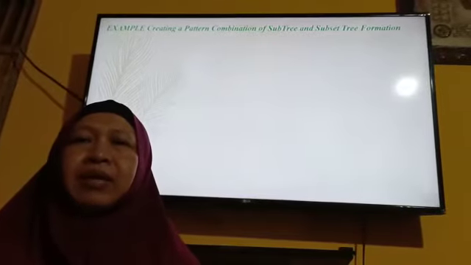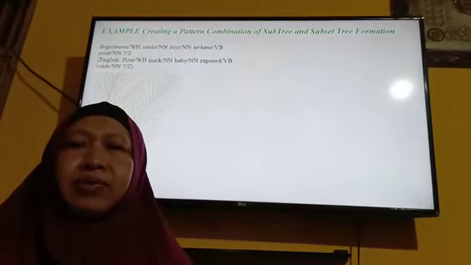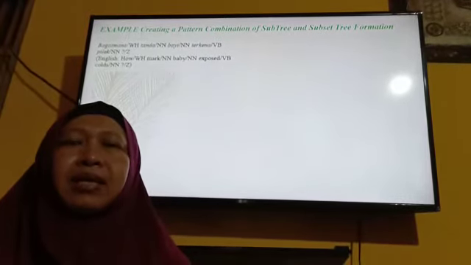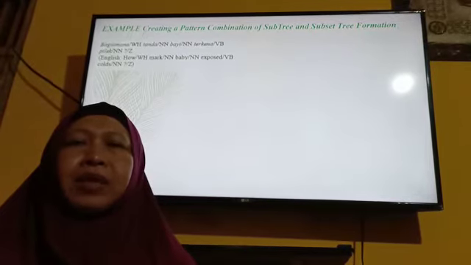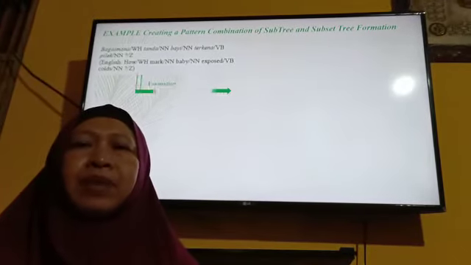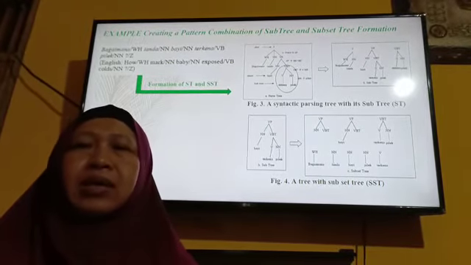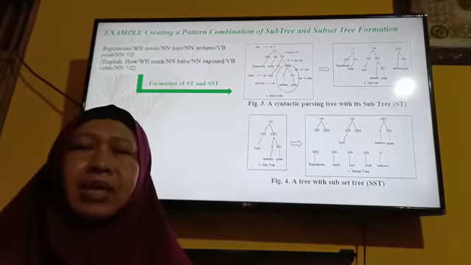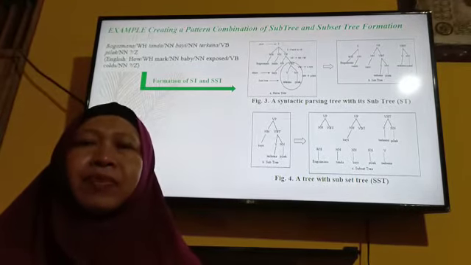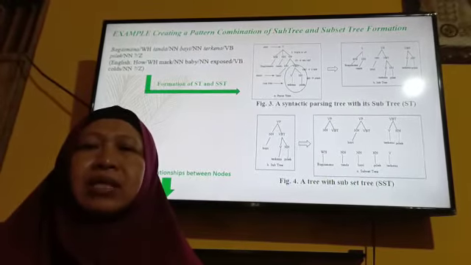And this is an example of creating a pattern combination of subtree and subset tree formation. We use the same example sentence, "bagaimana tanda bayi terkena pilek." We have to do POS tagging, and this is the formation of subtree and subset tree. In figure 3 is a syntax parsing tree with its subtree, and figure 4 is a tree with subset tree. Figure 4 results from the subset from the tree in figure 3, and the result of the determination relation between nodes.